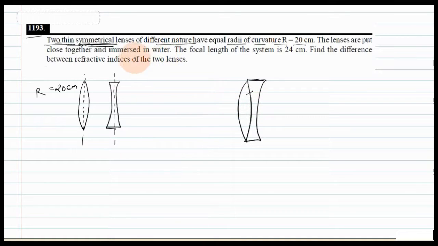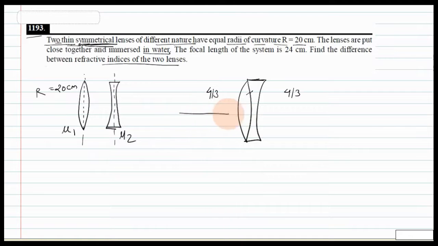And now the system is immersed in water. So the outer medium is now water, and its refractive index should be 4/3. We have been asked to find the difference between the refractive indices of the two lenses. So let us assume the refractive indices as mu1 and mu2. We need to find the difference of mu1 and mu2.